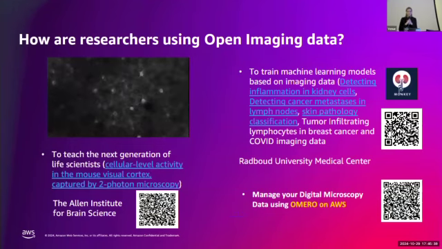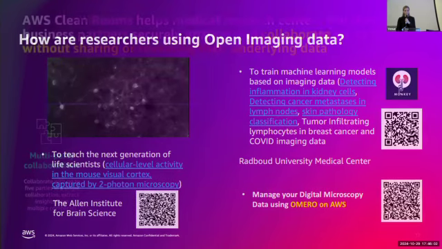And here you can see how researchers are using open imaging data to teach the next generation. As a training tool, they use them to train machine learning models based on imaging data. And also we have other types of efficiencies and capabilities. For example, you can manage your digital microscopy data using OMERO on AWS, which was mentioned in the morning sessions. It's also something that you can use in the cloud.